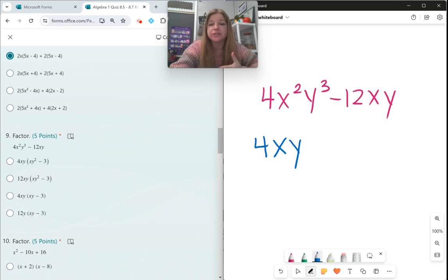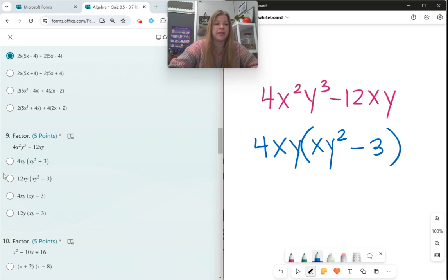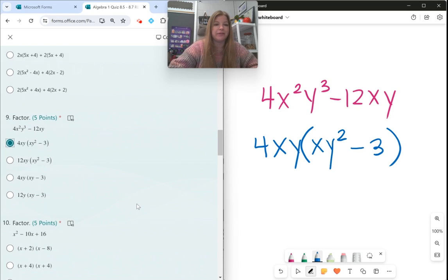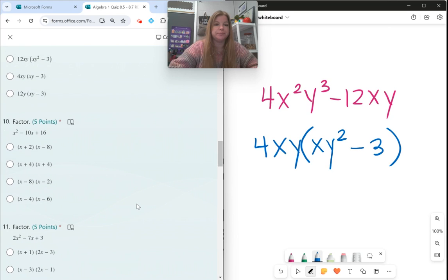Okay, so now that I factored out a 4xy, I'm doing the distributive property backwards. So I ask myself, 4xy times what gets me 4x squared y to the third? Well, I'm missing an x to get that x squared. And to get y to turn into y to the third, I need to multiply it by y to the second. 4xy times what will get me negative 12xy? Well, that's just negative 3, and I don't need anything else because the xy is already there. And so in this case, that first answer is my factored form.